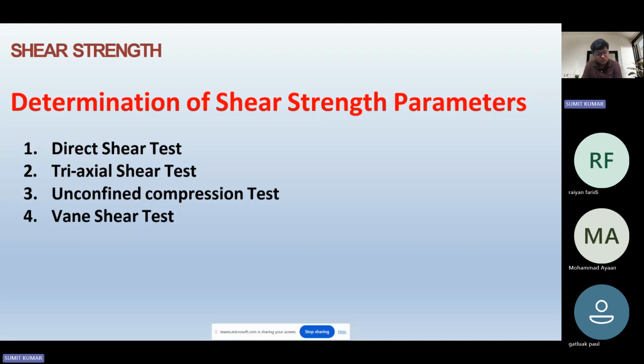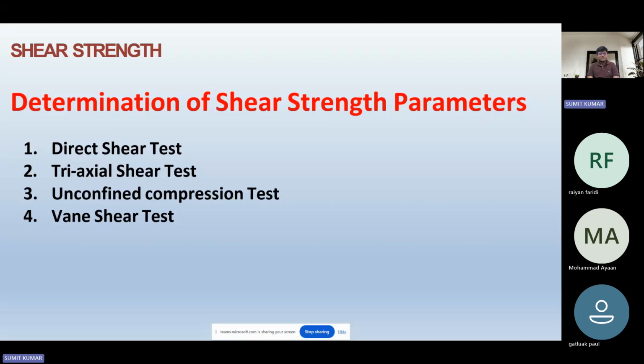Okay, so first of all, we are talking about shear strength and the determination of shear strength parameters. As I said earlier, some of the tests are field tests, some are laboratory tests. Here you can see that the direct shear test and triaxial test are laboratory tests which we perform by taking samples from the field to obtain the shear strength characteristics of the soil. The cohesion and angle of internal friction are two of the most important shear strength parameters.